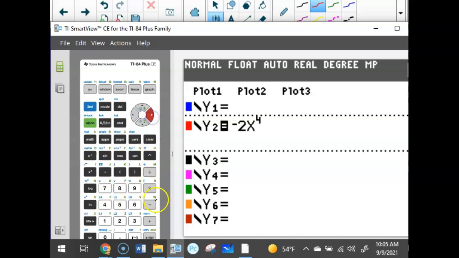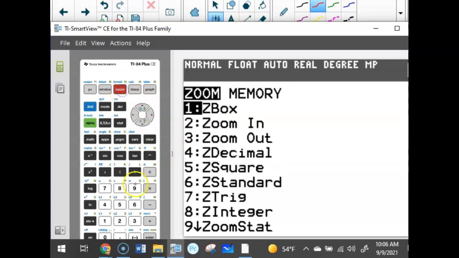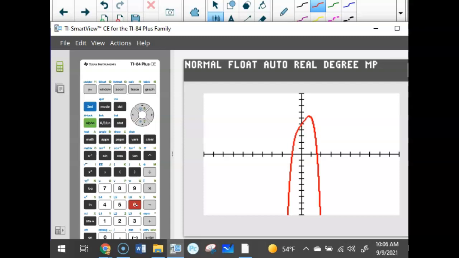Arrow to the right, and then plus x to the third, arrow to the right. Okay, do I have it right? Negative 2x to the fourth plus x cubed plus 2x plus 5. Okay, if I try a zoom 6, that's actually not too bad of a window. Domain and range is what we're looking for here.